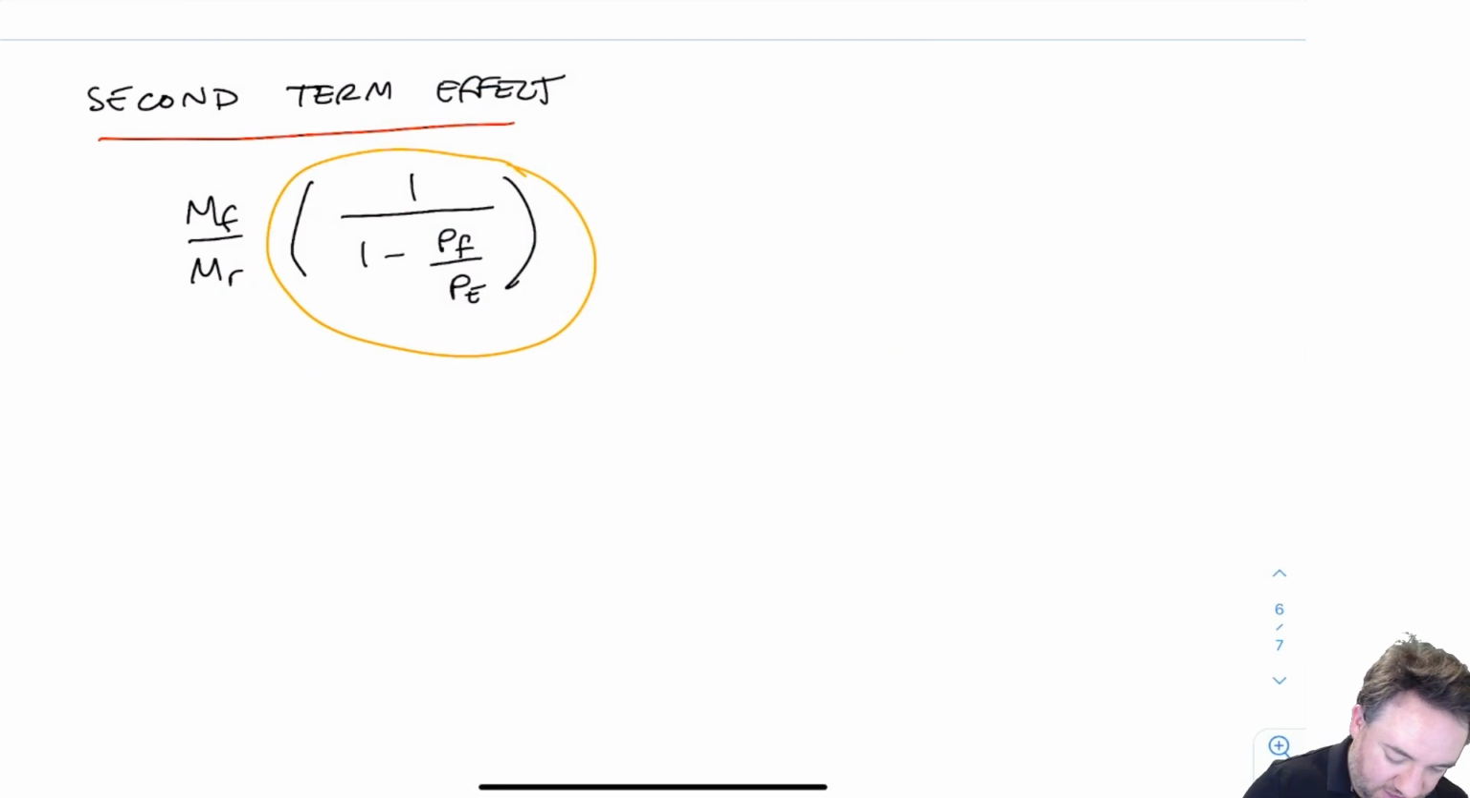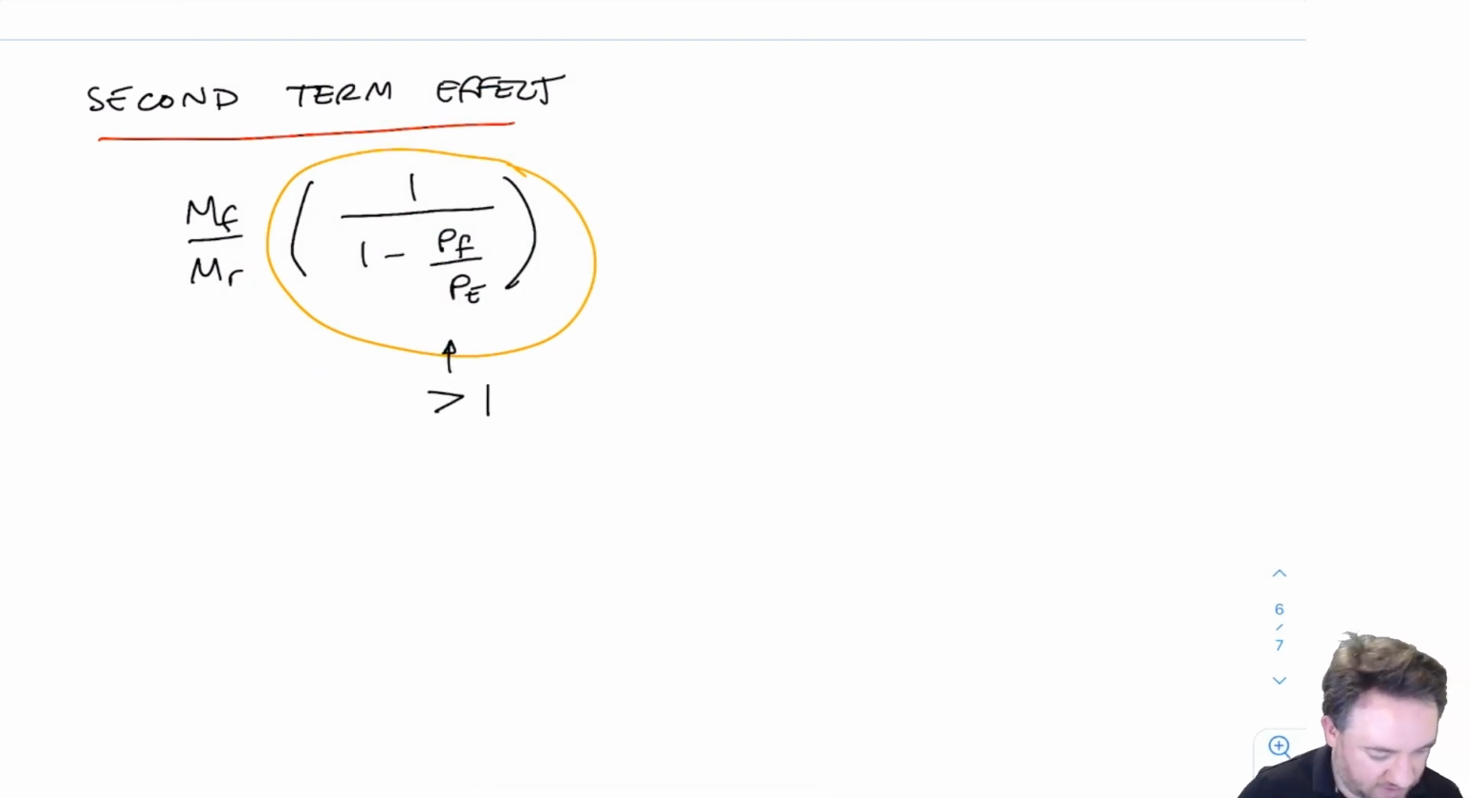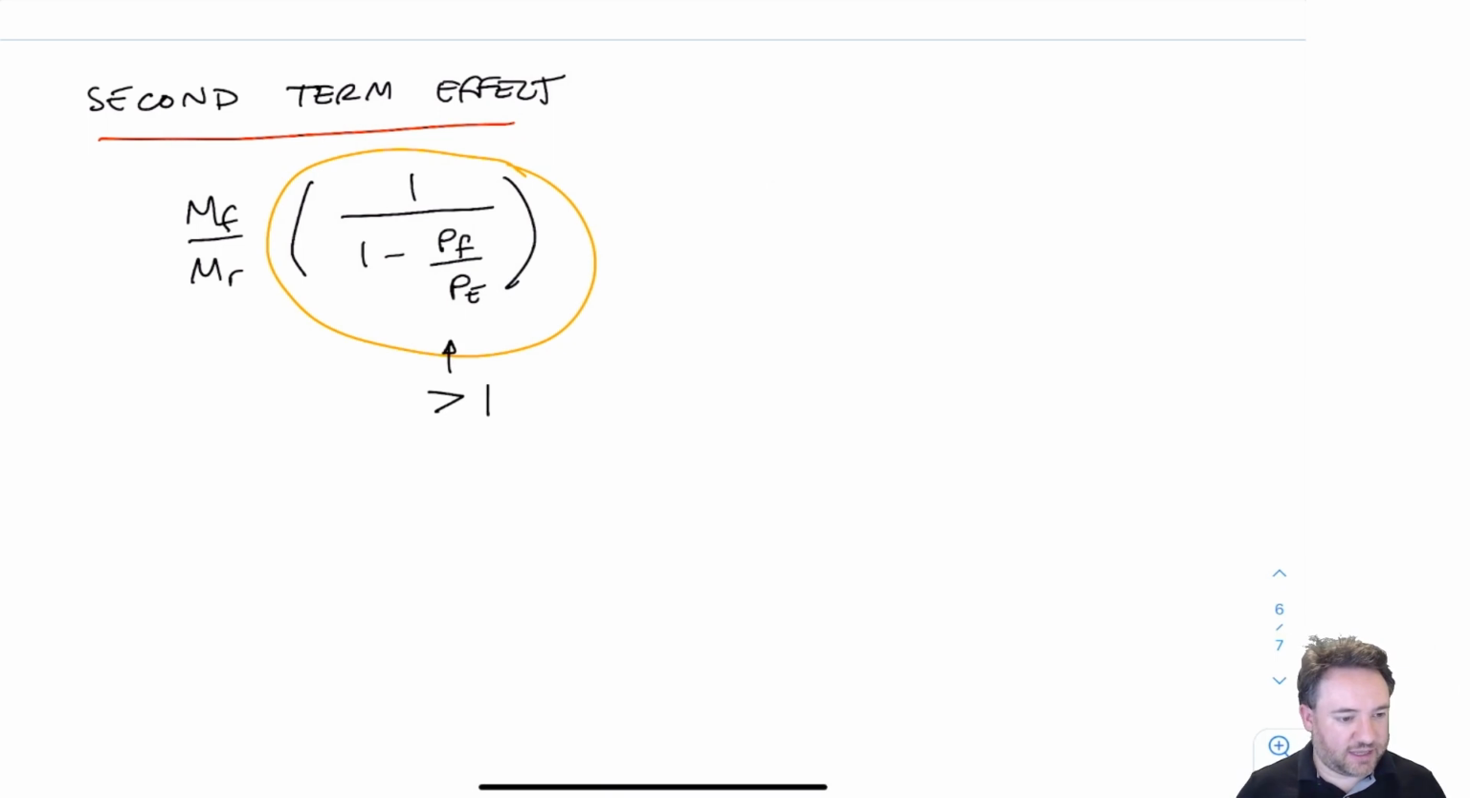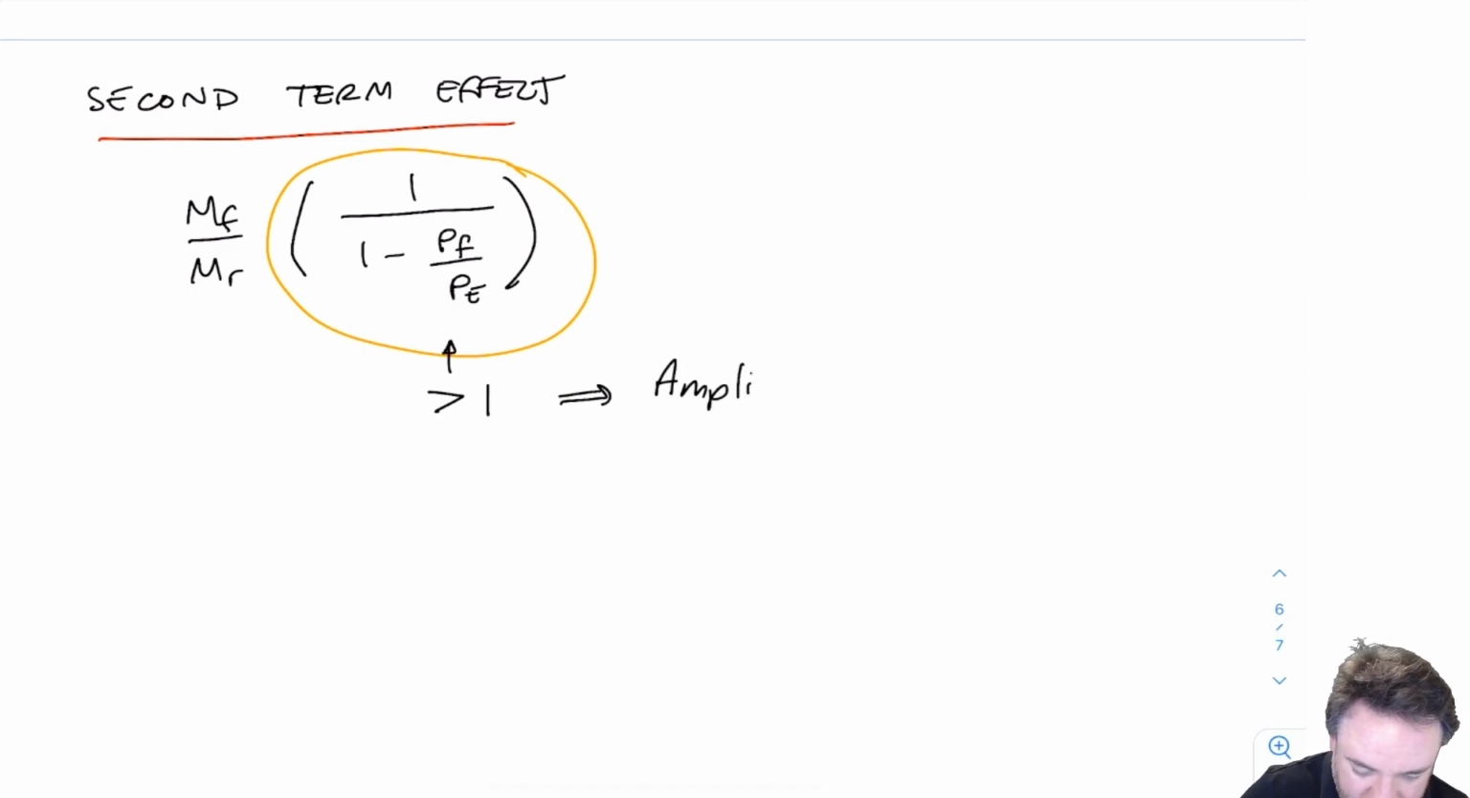And this term is always going to be greater than 1 because PF over PE is always going to be less than 1, which means that the denominator is going to be less than 1, which means 1 divided by less than 1 is always going to be greater than 1. And what this term does is it amplifies the effect of moment.